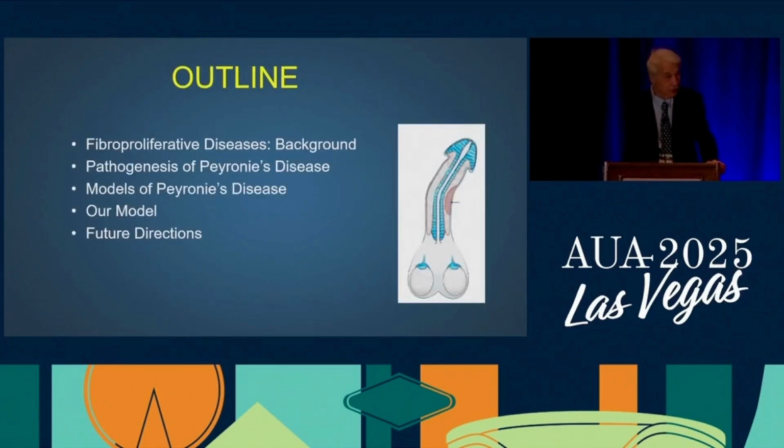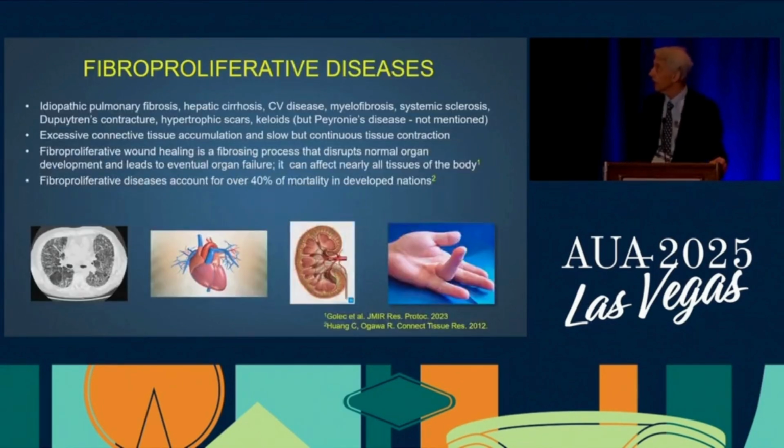My outline of this presentation will be to follow the recent reviews on fibroproliferative diseases to provide a background, go through the pathogenesis of Peyronie's disease, look at different models that have been used, talk about our model and the future directions we should take.